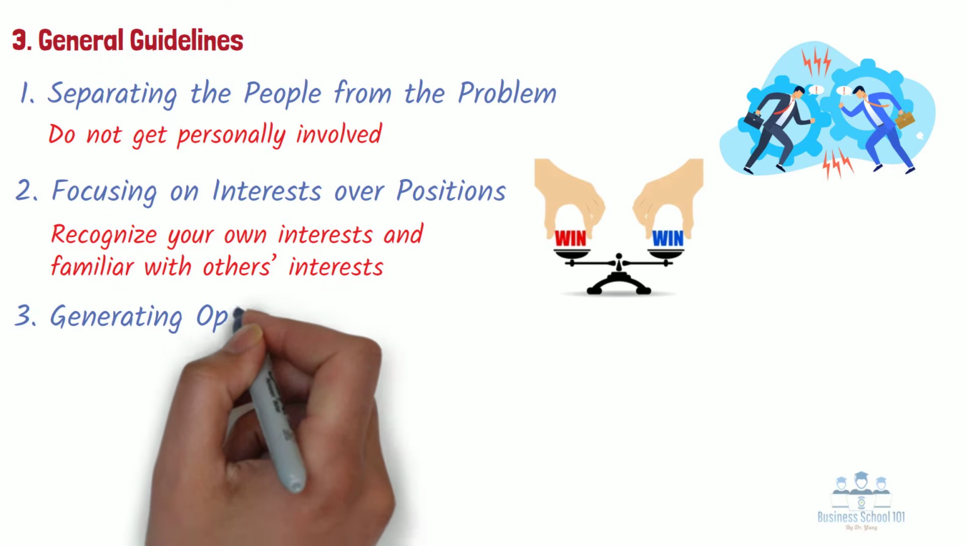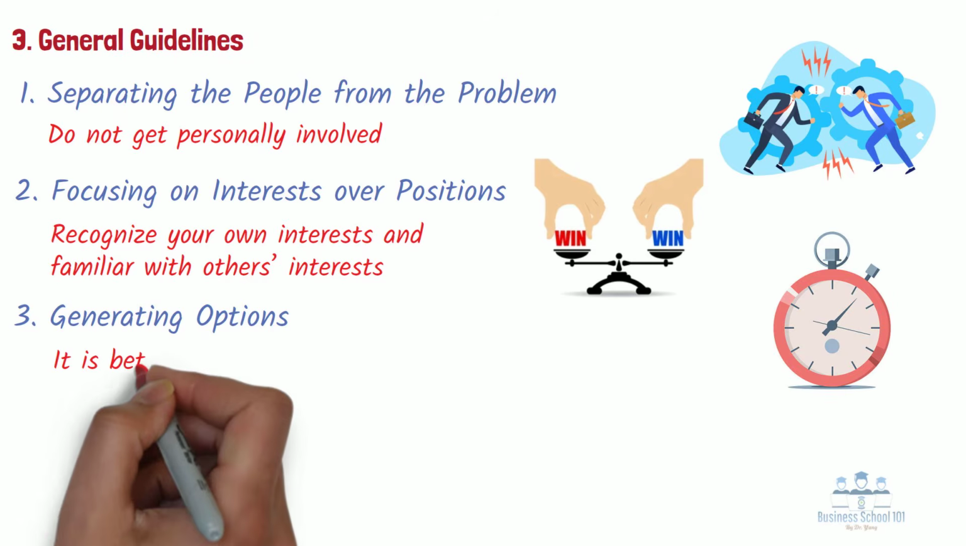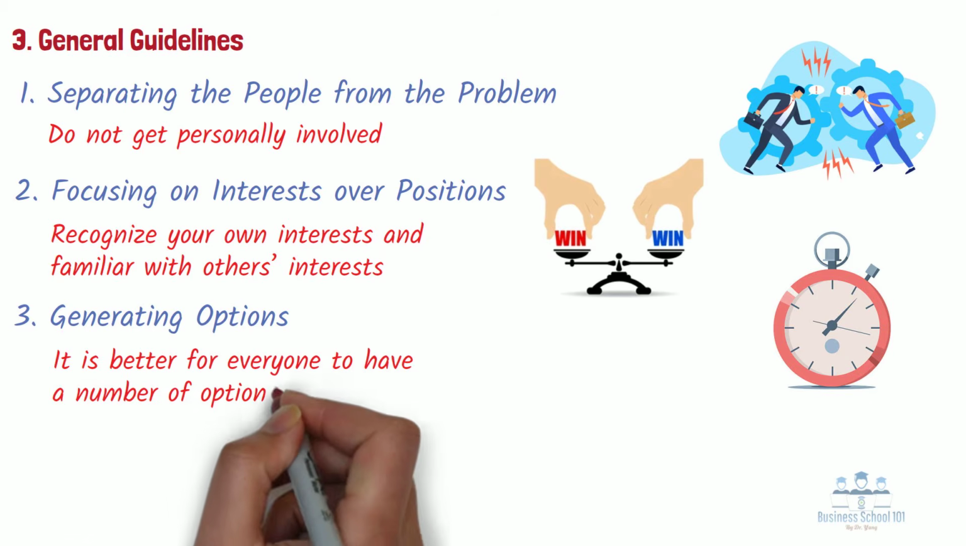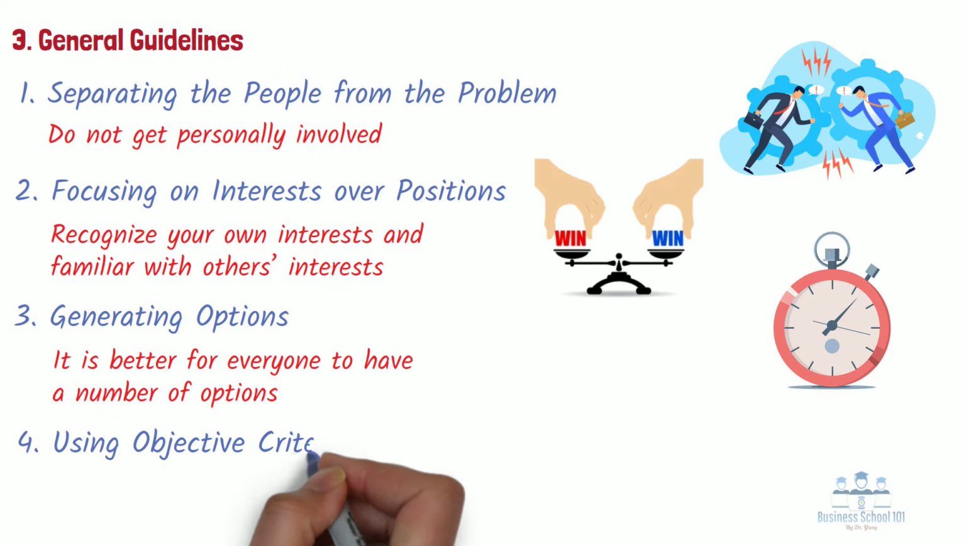Third, generating options. Managers may feel pressured to come to an agreement quickly for many reasons, especially if they come from a country that puts value on time. If negotiations are made with a group that does not consider time constraints, there may be temptation to have only a few choices to narrow the focus and expedite decisions. It turns out, though, that it is better for everyone to have a number of options in case some proposals prove to be unsatisfactory. Fourth, using objective criteria.